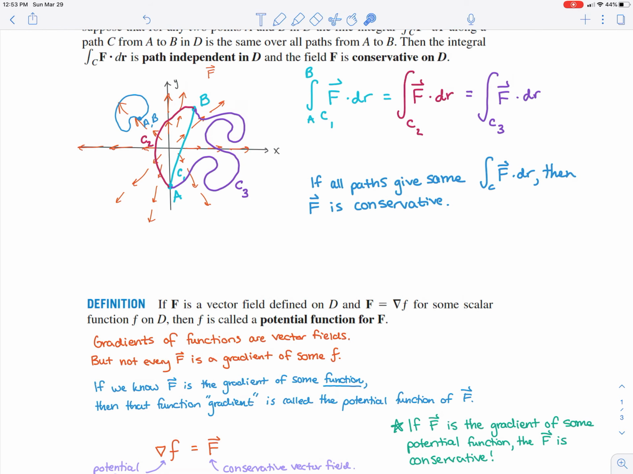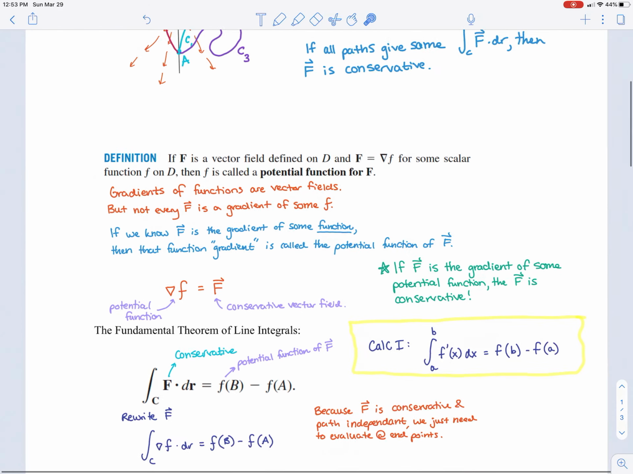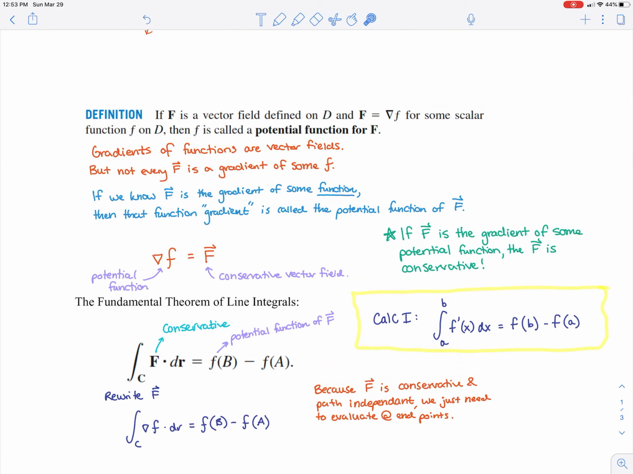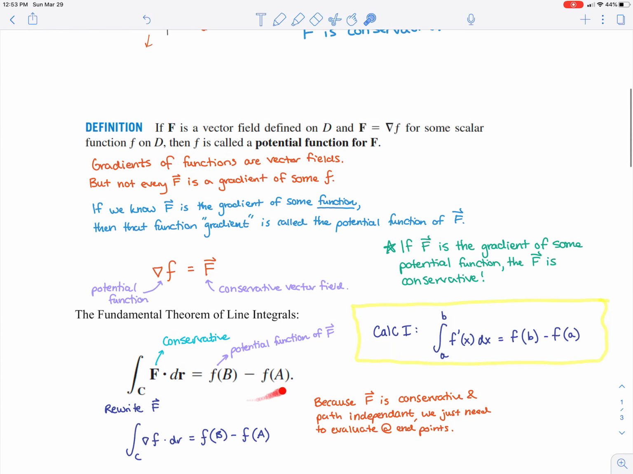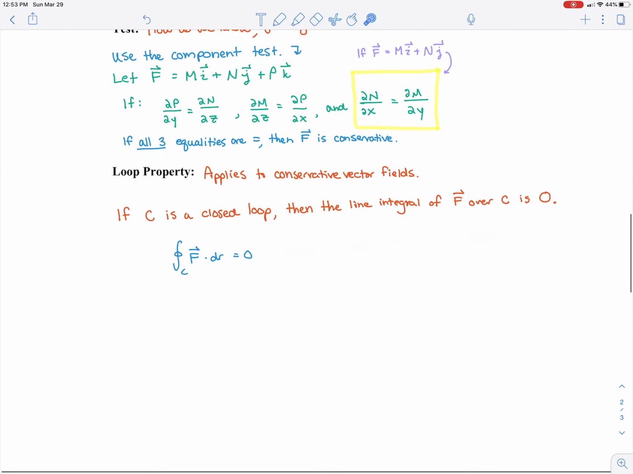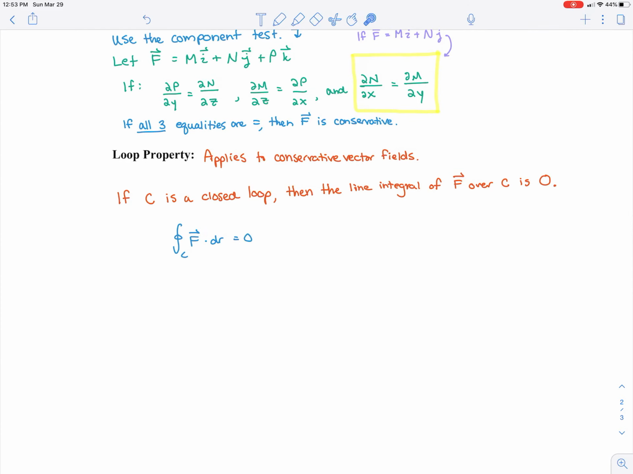Then when I evaluate, using the fundamental theorem of line integrals, if A and B are the same, then the difference is going to be 0. Because if A and B are the same, this could be rewritten as f of A minus f of A, because A and B are one and the same. So this will always evaluate to 0. So any closed path over a conservative vector field will give you 0. So if C is a closed loop, then the line integral of that vector field over that closed loop C will always be 0. And that's what this is stating here.